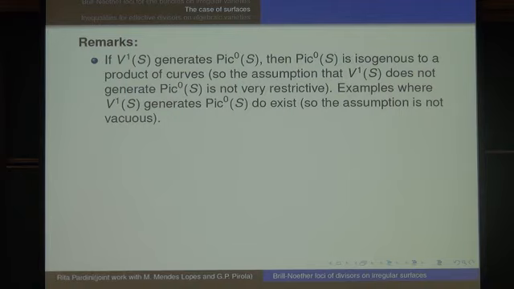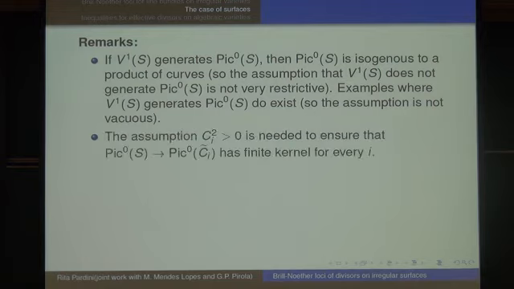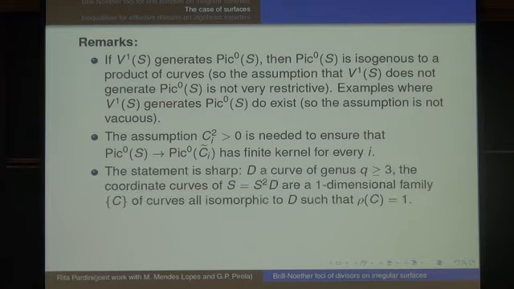In fact, at some point we thought maybe this never happens. In fact, it does happen in some cases, so it's not a vacuous assumption either, but I think it's not too restrictive. And this I have already explained. This assumption is needed to be able to use the result on Brill-Noether loci for singular curves. And the statement is sharp, at least in some cases.